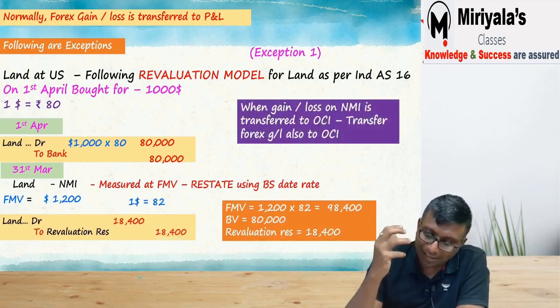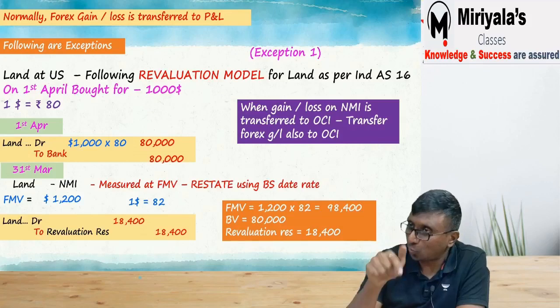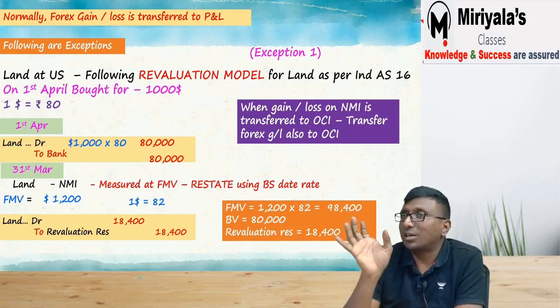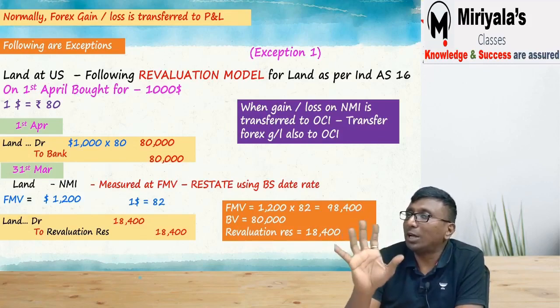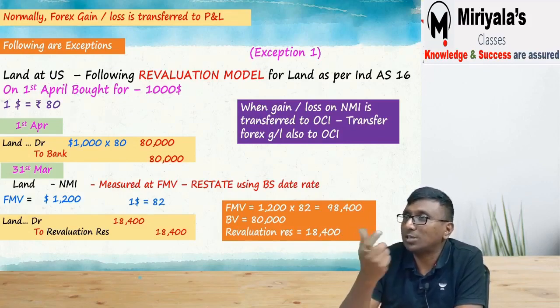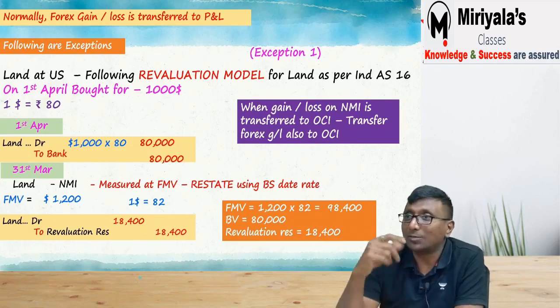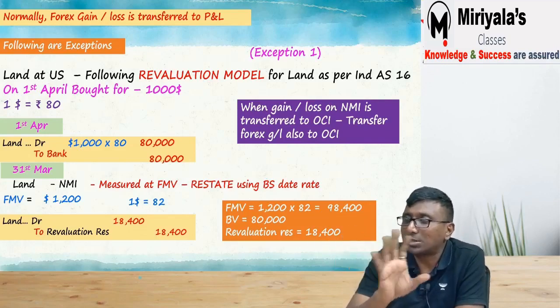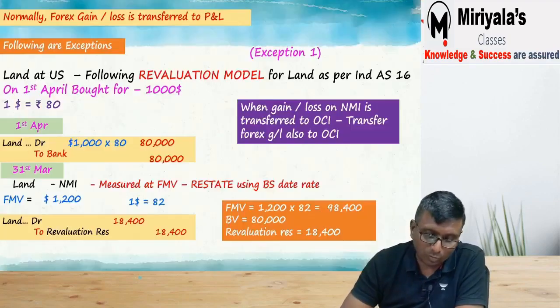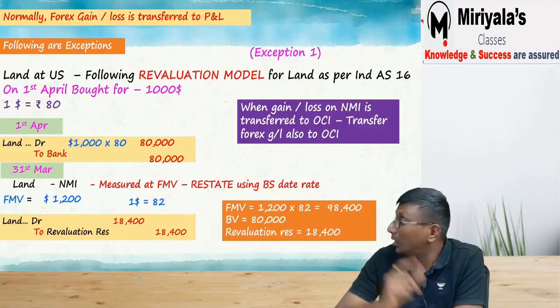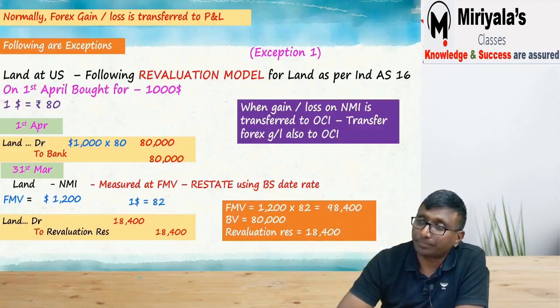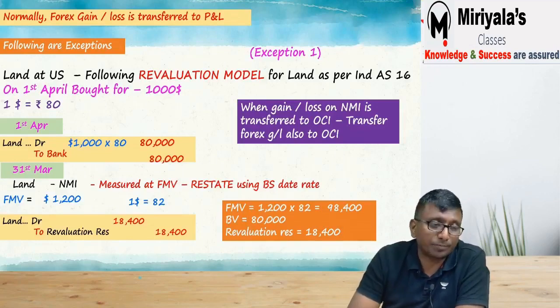When the gain or loss on the non-monetary item is transferred to OCI, then transfer the foreign exchange gain or loss to OCI as well. You don't have to bifurcate it. How much is forex, because of foreign exchange gain or loss, and how much is because of the land value increase? Costing accounting is not required for you. Are you getting my point? It's a good point. Take it. Very much relevant also.